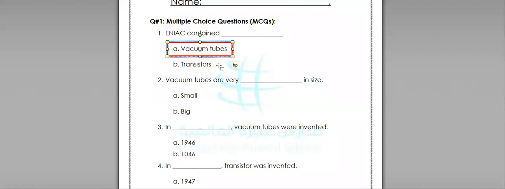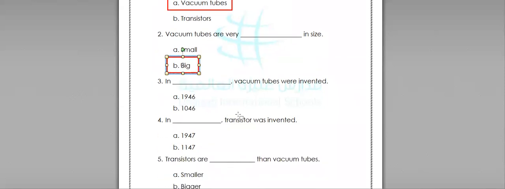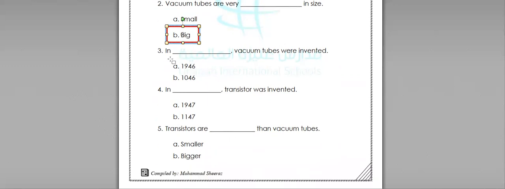So vacuum tube is the right answer. Vacuum tubes are dash in size. They are very big. That's why the old computers are big in size, because of these vacuum tubes. Point number 3. In dash, vacuum tubes were invented in which year? There are two options: year 1946 or 1046. So the right answer is 1946.